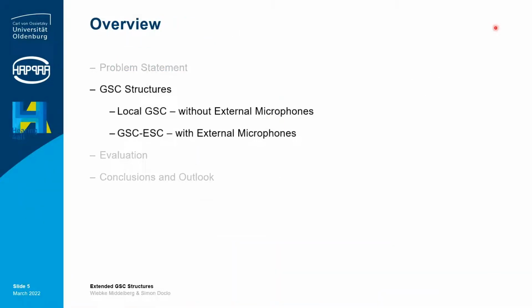In the following, we come to some processing strategies which are based on the generalized sidelobe canceller. Once, the local GSC, which only uses the hearing aid microphones, and in the second step, an extended GSC structure, which also incorporates the external microphones. But before we can do that, we first have to define our signal model and notation.